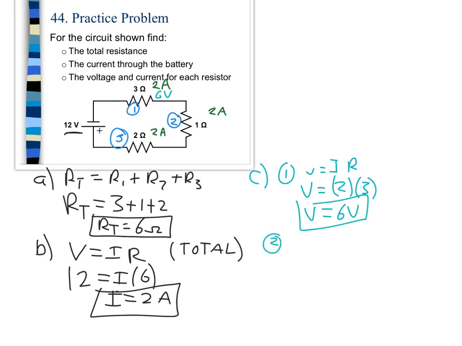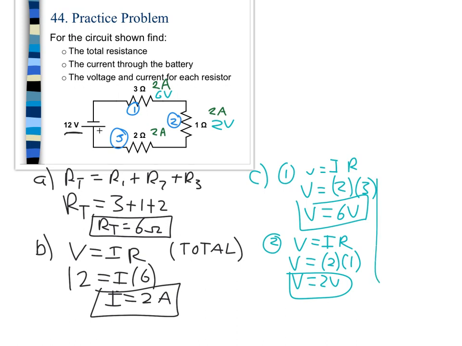For the second resistor, V equals IR once again. So my voltage is 2 amps through that one times 1 ohm. So I get 2 volts through that resistor. And then for my final one, resistor 3 here, I'm going to say V equals IR. So my voltage is going to be 2 times 2, or 4 volts. And so I can put that 4 volts down as well. And I see, if I want to just double check my math, the 6 plus the 2 plus the 4 do add up to the 12, the total voltage of the circuit.